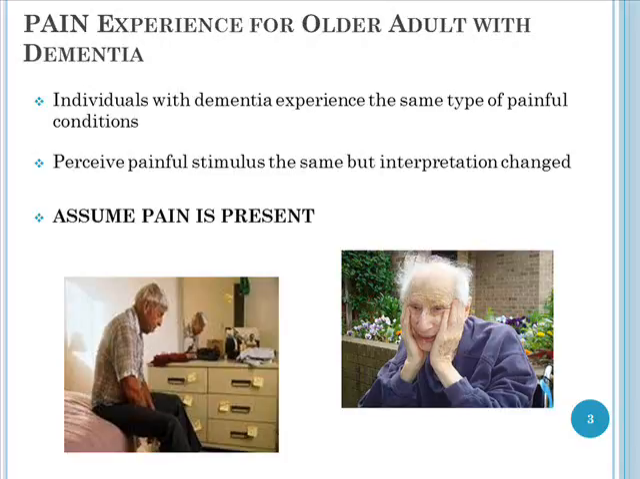What do we know about the pain experience of older adults with dementia? A lot of research has been going on in this area to help us to understand the experience of pain in people with dementia. And what we know is that individuals with dementia experience the same type of painful conditions as those who are cognitively intact, and they perceive the same painful stimulus the same. The difference is in how they interpret that painful stimulus in the brain, which is reflected by the level of dementia that they're experiencing. But given that they experience the pain sensation, and pain is common in those with dementia, it's best to assume that pain is present in the same conditions as those who can tell us that they're hurting and experiencing pain.